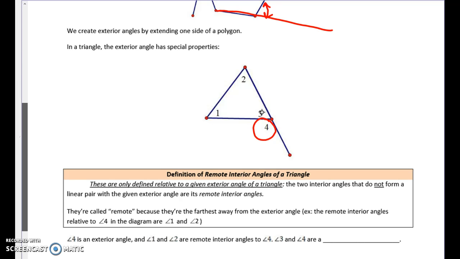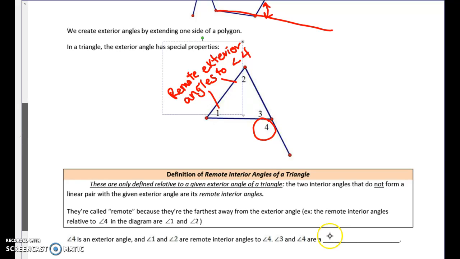Now, what does it mean to be a remote interior angle? Well, if angle 4 is an exterior angle, then the remote interior angles are the angles of a triangle that do not form the linear pair with 4. So if 3 is the interior angle that forms the linear pair with 4, then 1 and 2 are the remote interior angles. So these guys are the remote interior angles to angle 4. All right.